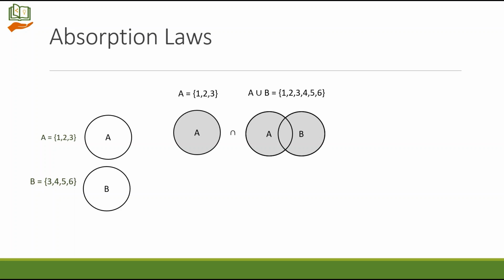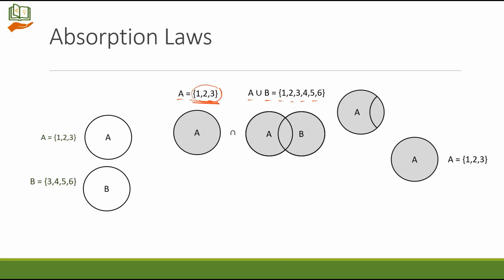When you find the intersection of A and A union B, what will be the intersecting elements? Whatever elements are present in A, that alone will be intersecting. B's elements will not be there. When you want to find the intersection, this B will go completely and you will have only A. So A intersection A union B will give you A only.